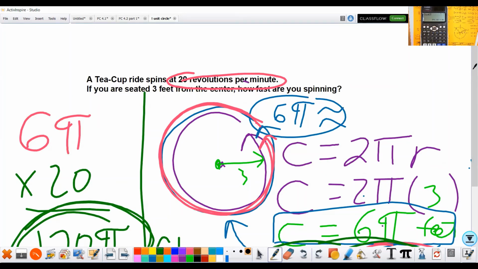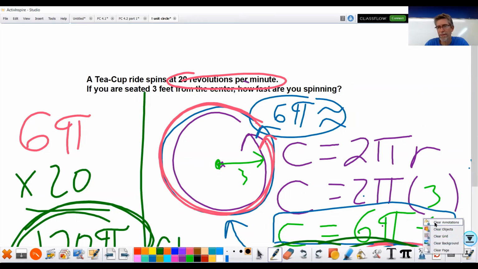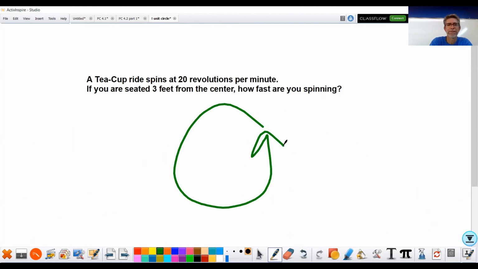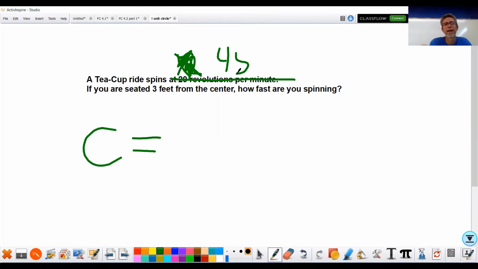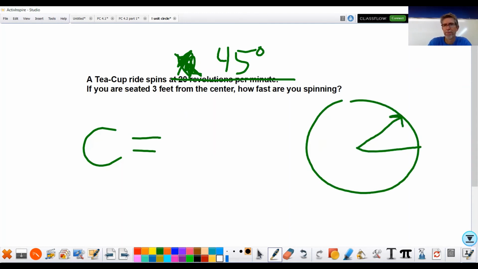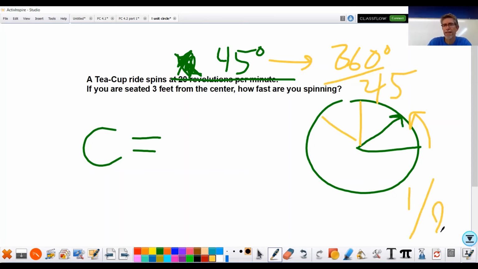Okay, so once again, when I see these, I just figure out how far is it around the circle and how many times did you go around. If we change this question to what if you didn't do 20 revolutions per minute? What if you did half of a revolution? Or let's make it more complicated. What if you did 45 degrees? That's just a little bit, right? How much of a circle is 45 degrees? How many 45s go into 360? 360 over 45 is 8. That's an eighth of a circle, isn't it?